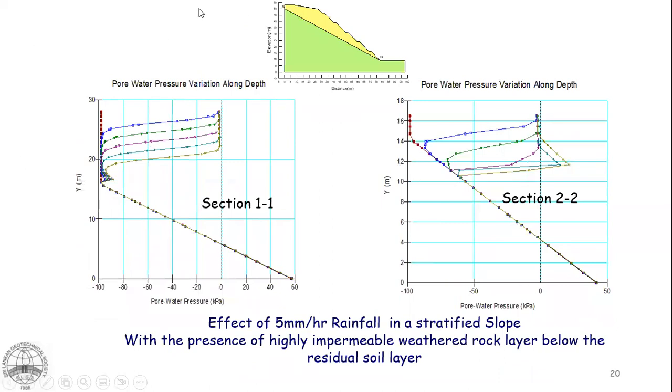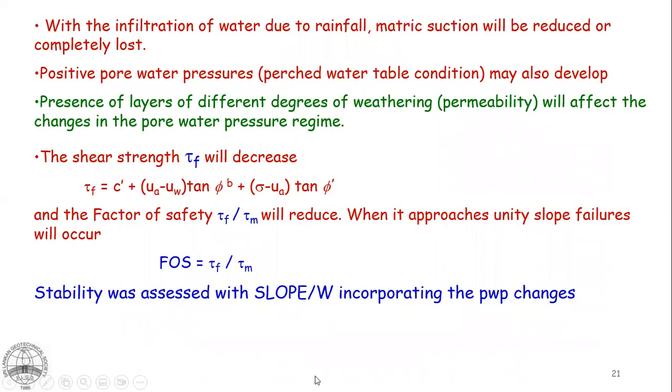If the slope is made up of residual soil overlying weathered rock, there is a boundary of contrasting permeability. Under these conditions, water may not infiltrate down to a layer of low permeability, but there can be a pore pressure build-up as seen here, right? So at the lower levels also, water may not penetrate into the layer of lower permeability, but there can be a pore pressure build-up at the boundary of contrasting permeability.